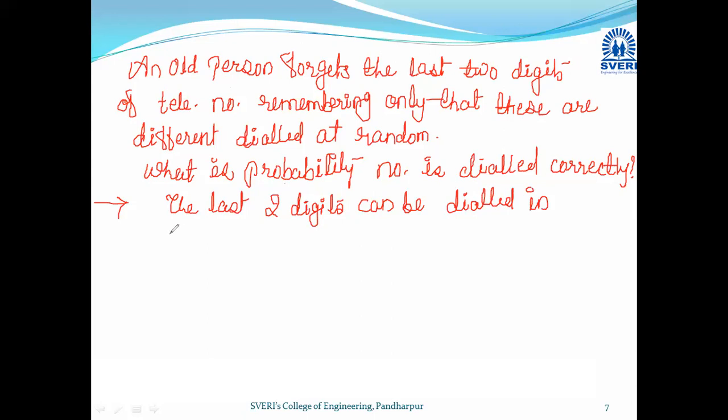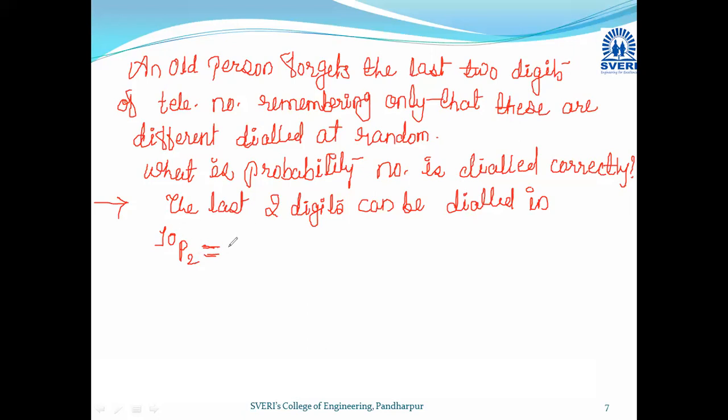in, that will be 10P2, which is equal to how many ways? 10 permutations in two ways. What is the formula of permutation? 10P2. How are we taking that? 10P2.